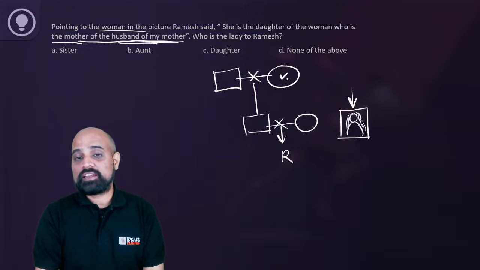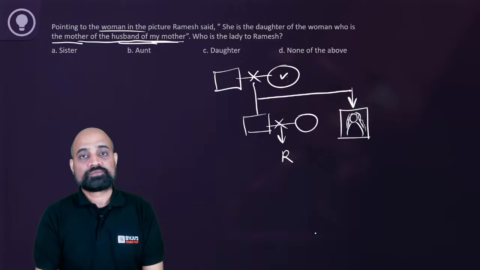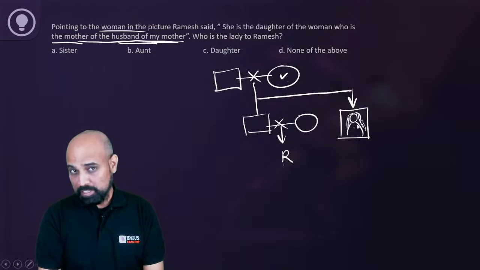And who is this? How is this lady related to this woman in the picture? She is the daughter of this person. So can we say that Ramesh's father and this lady in the picture, they are siblings?